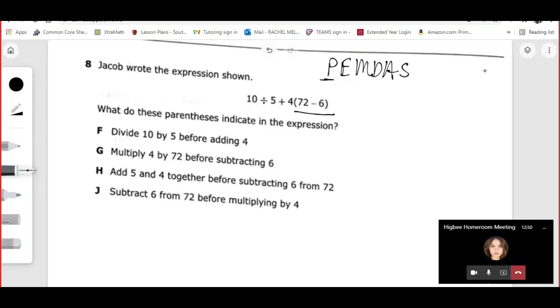Okay, so which one of those answer choices has 72 minus 6 in it? Subtraction. So J, right? Because it's saying subtract 6 from 72, and then you would multiply it times the 4. Are there any questions on that one?